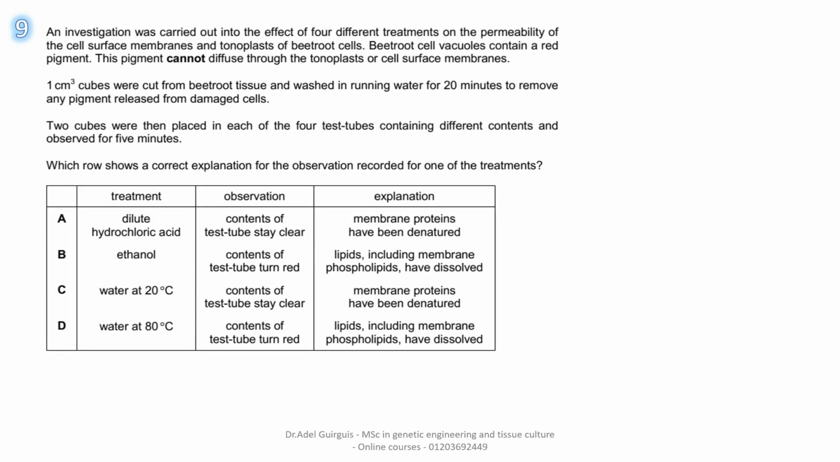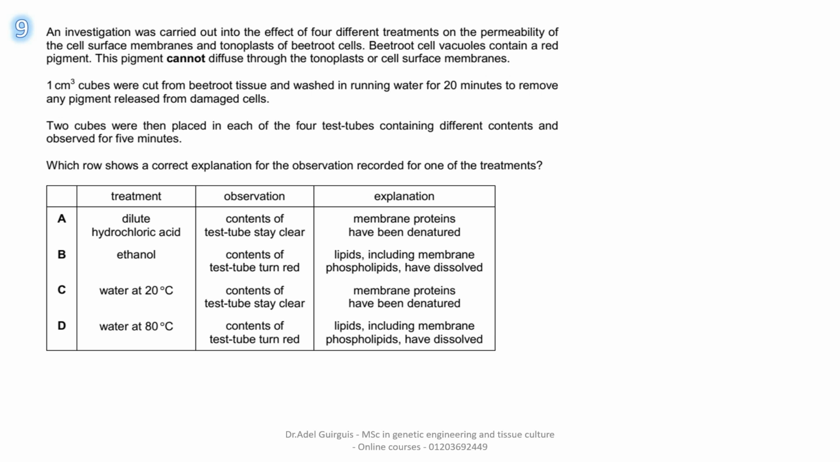Number 9. An investigation was carried out into the effect of 4 different treatments on the permeability of cell surface membranes and tonoplasts of beetroot cells. Beetroot cell vacuoles contain a red pigment. The pigment cannot diffuse through the tonoplast or cell surface membranes. 1 cubic centimeter cubes were cut from beetroot tissue and washed in running water for 20 minutes to remove any pigments released from damaged cells. 2 cubes were then placed in each of 4 test tubes containing different contents and observed for 5 minutes.